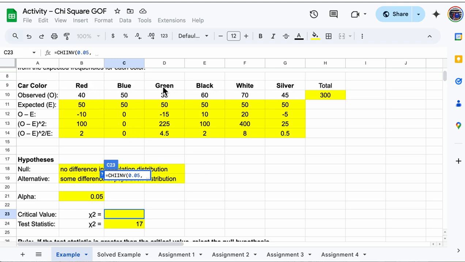So 1, 2, 3, 4, 5, 6. So we'll do 6 minus 1, which is 5. It's not always going to be 5. It's going to depend on how many categories that you have.